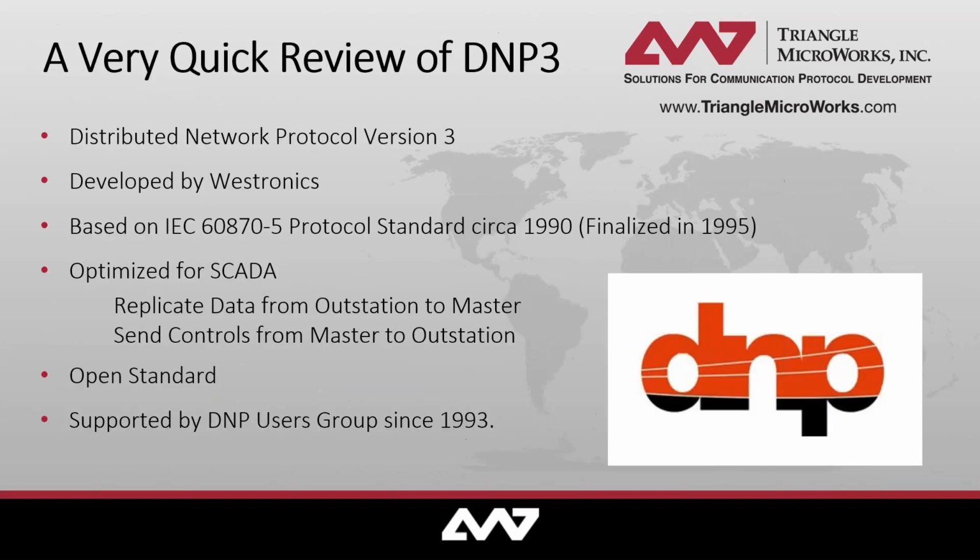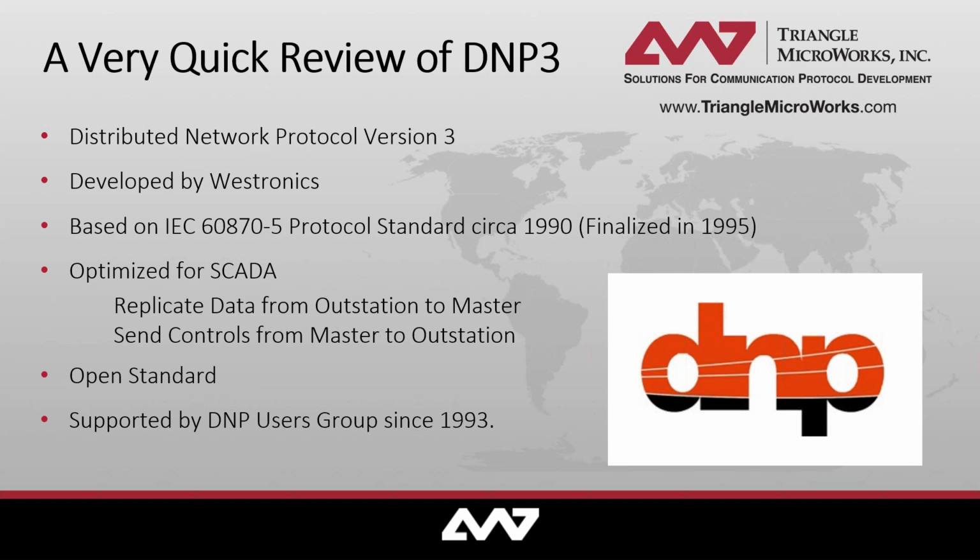Thanks, Beth. So let's take a minute or two and talk about the history of DNP3. DNP3 stands for Distributed Network Protocol version 3. It was initially developed by Westronix and was based on an early version of the IEC 60870-5 protocol standard from 1990. The standard wasn't actually officially published until 1995, but DNP3's roots can still be found in the version from 1990. You might be more familiar with 60870-5 from the 101 or 104 protocols.